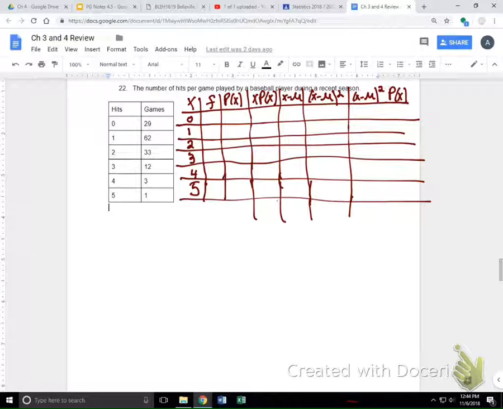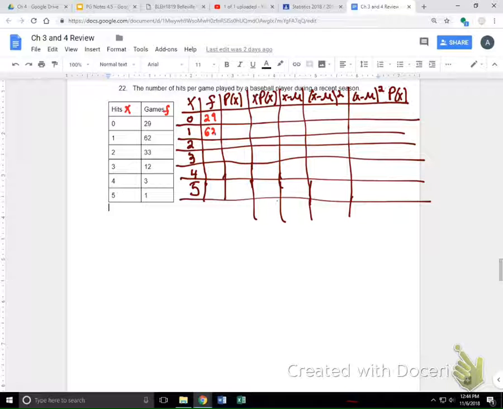Okay, guys, so I'm going to try to get the rest of this review in. I'm going to try to do it as quickly as I can. I already made my chart for this page, and I filled in my X with the hits, so we know this is our X value. And then my F is going to be that frequency. That's going to be the number of games, and so I'm just going to put those over here.